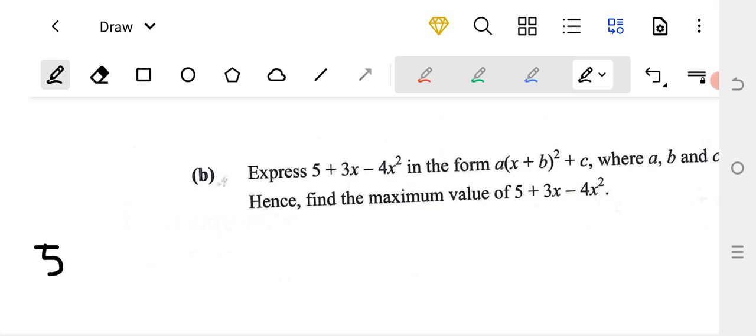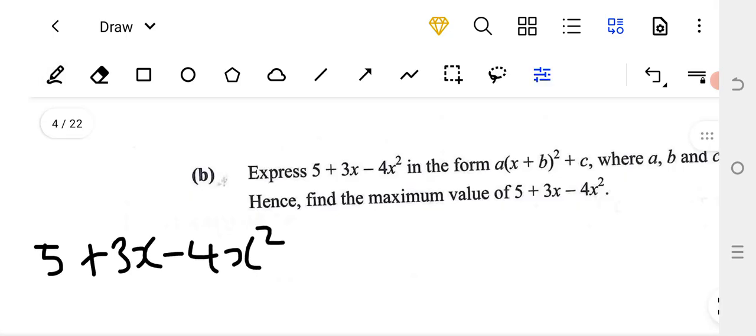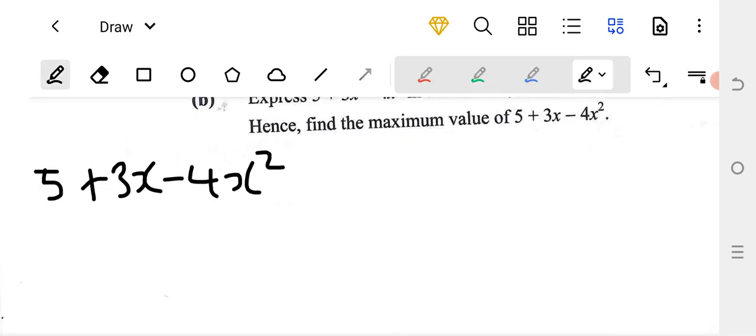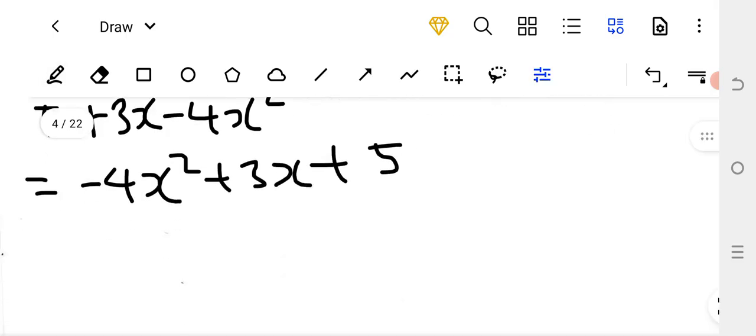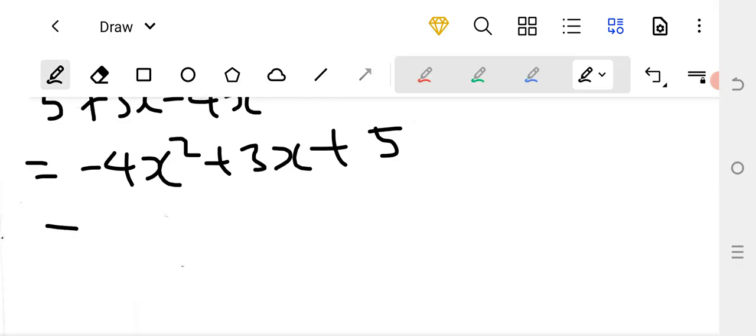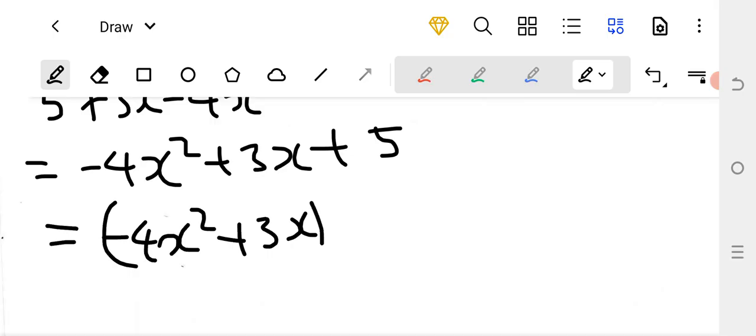So it's going to become 5 plus 3x minus 4x squared. Then the next step is to write it in the standard form. In the standard form, you're going to say it's equal to -4x squared plus 3x plus 5. And then you group the ones having x together, so it's going to be negative 4x squared plus 3x. Then the 5 will be outside the brackets.